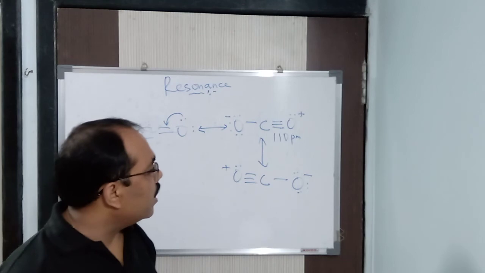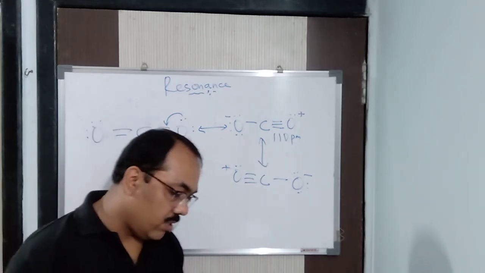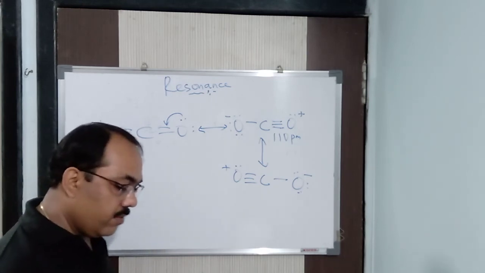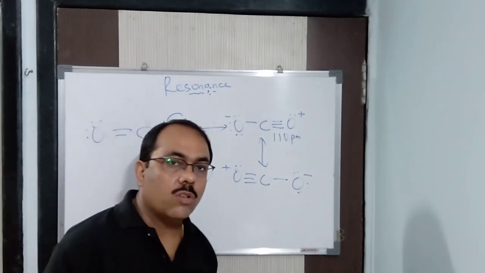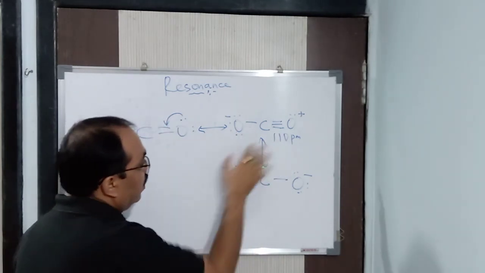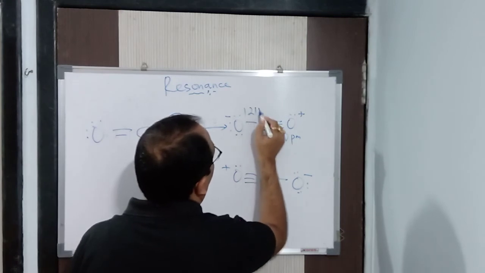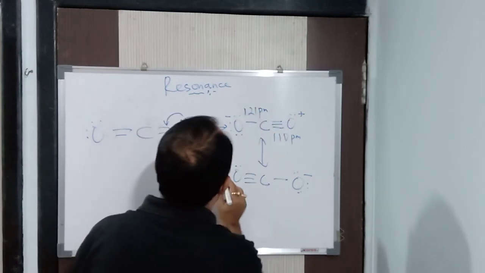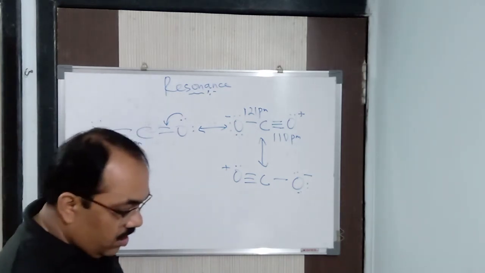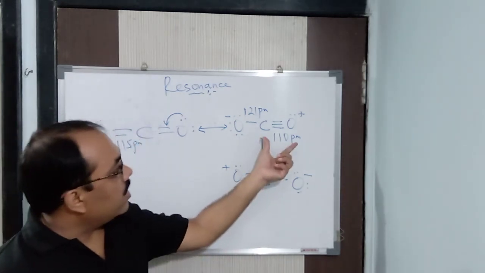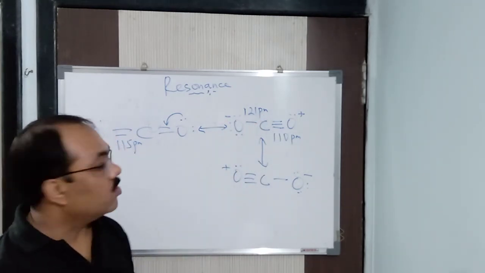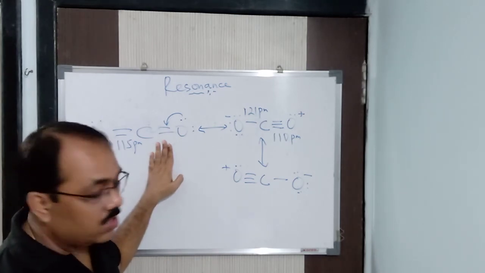So what I said, the carbon oxygen triple bond is 110 picometer. Sorry, I am very sorry. This is 110, this is 121, and this one is 115 picometer, which lies in between. What you find is that it is 110, this is 121 picometer, so hence it is 115 picometer, which lies in between. So this structure is the actual structure, the resonance hybrid.